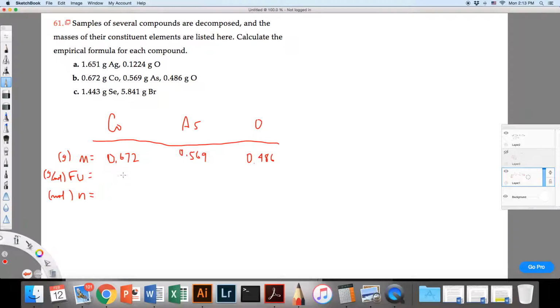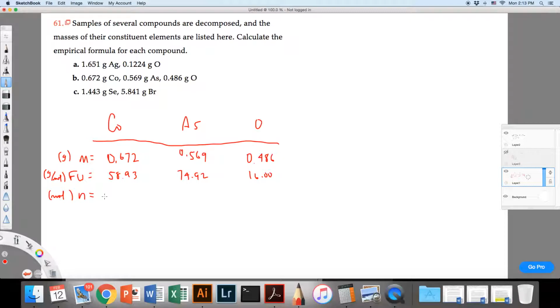All right, so what's going to go right here for cobalt? You should pause the video and finish this table if you can. 58.93. Arsenic is 74.92. Oxygen is 16.00.